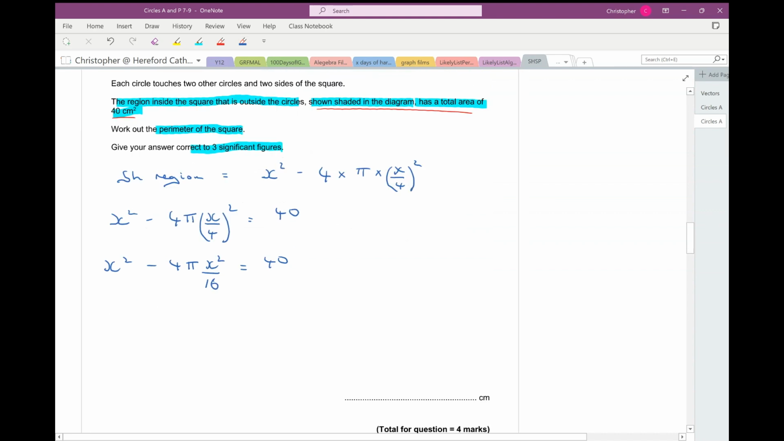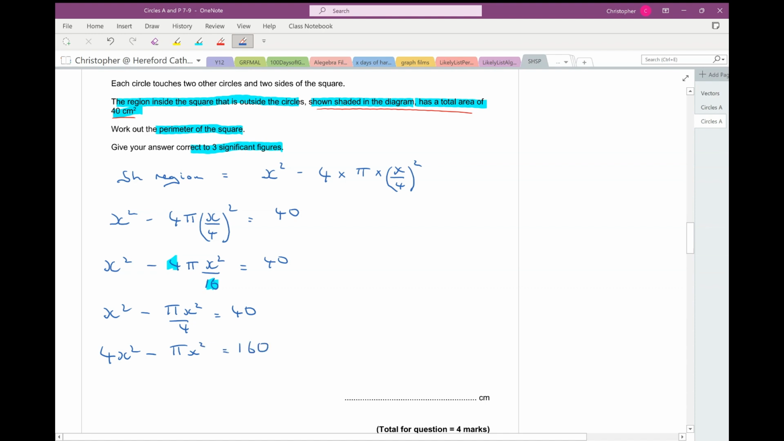Right, I can simplify here and here. Okay, so that's going to give me x squared minus pi x squared over 4 equals 40. Let's multiply everything by 4. 4x squared minus pi x squared equals 160.